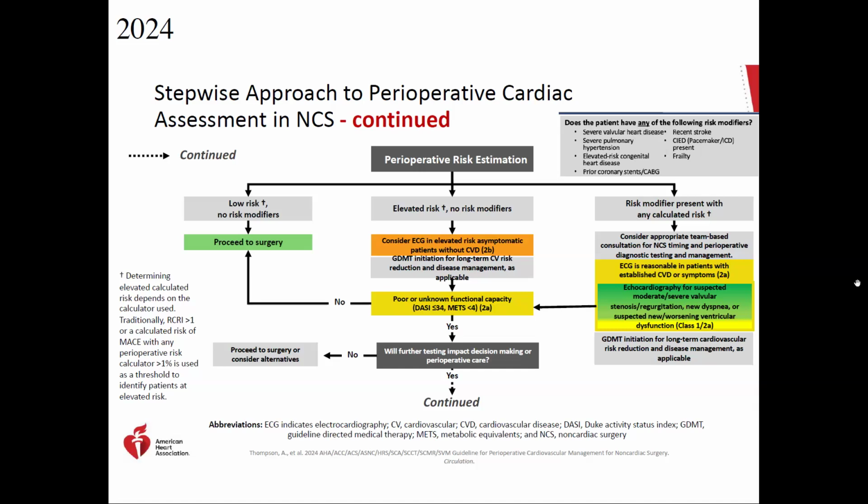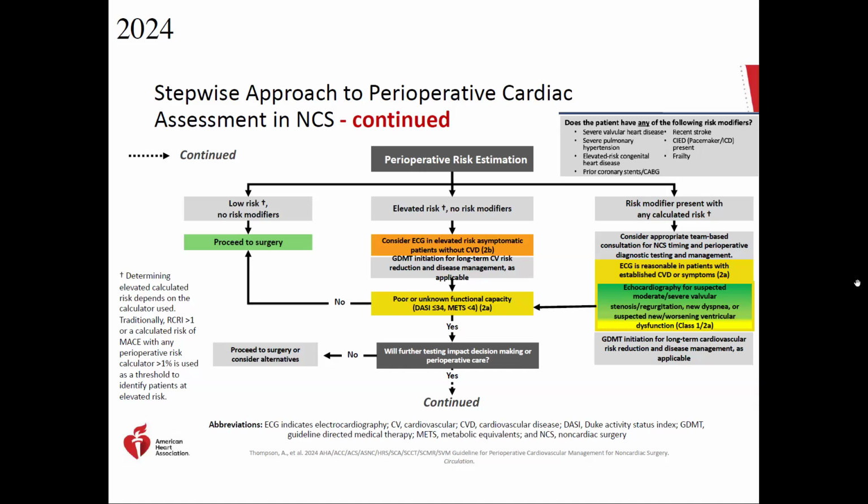They had PCI 6 months ago. Can we talk about if they're ready to go to the OR? All right, so once you get through that team-based approach, you look at their exercise tolerance. And if they don't have poor exercise tolerance, you're going to the OR, right?